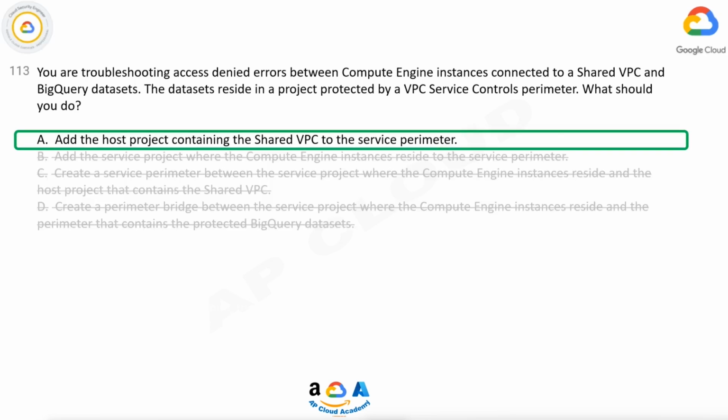Correct answer, A. Add the host project containing the shared VPC to the service perimeter.